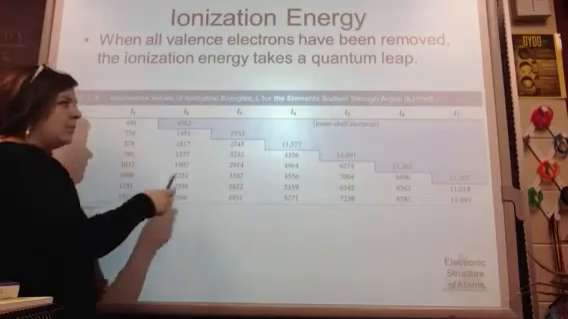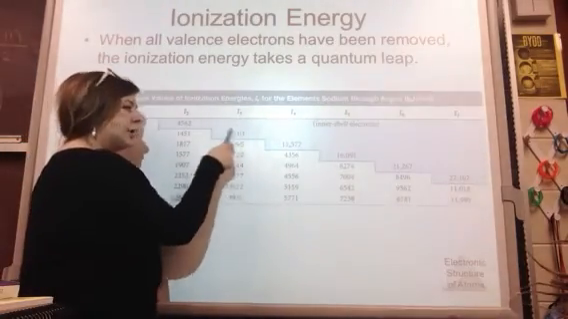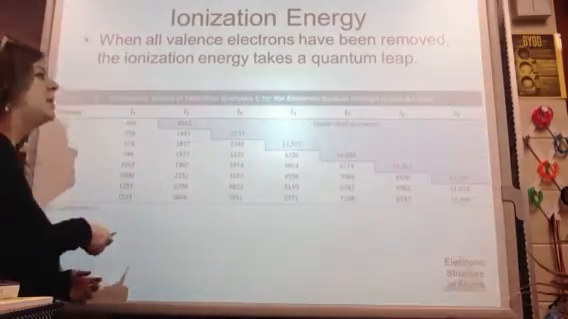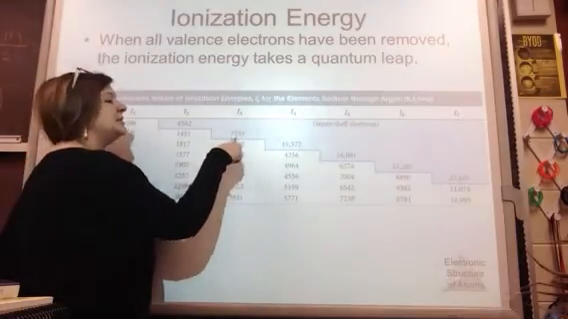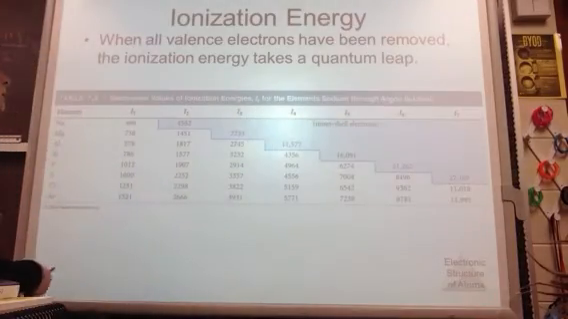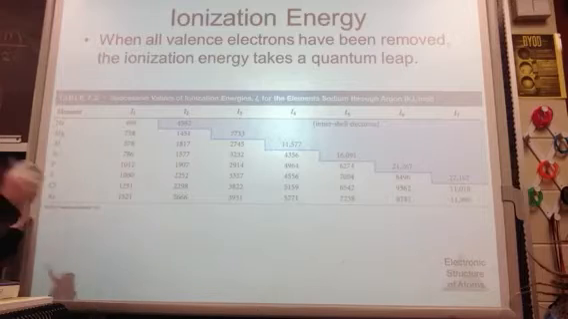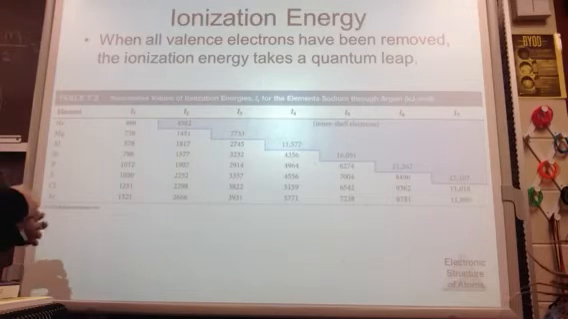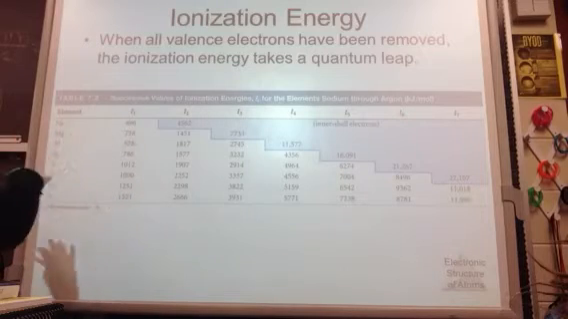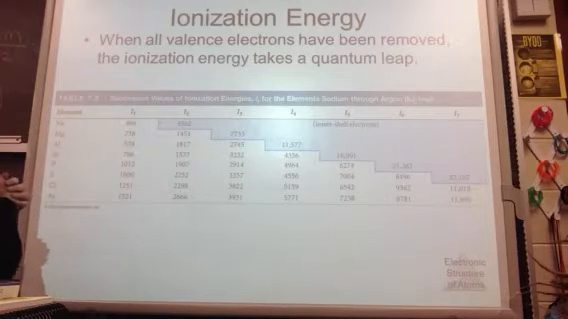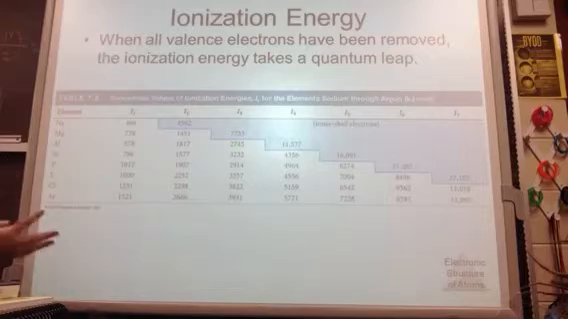So now, when I'm trying to remove a third electron from magnesium, it takes 7,733 kilojoules of energy to remove that electron from that inner shell. So once we start getting to these inner shells, we see that there's a huge leap in ionization energy.